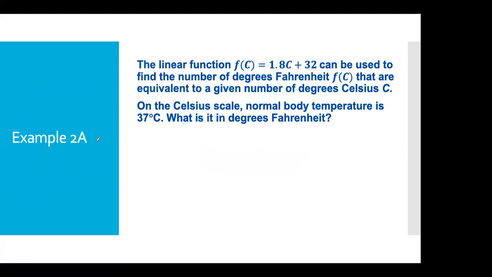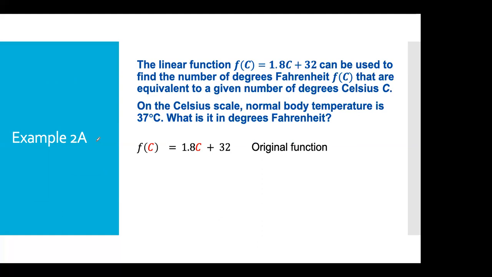All right, so for our next example, we have the linear function f of c equals 1.8c plus 32. It can be used to find the number of degrees Fahrenheit f of c that are equivalent to the given number of degrees Celsius c. On the Celsius scale, normal body temperature is 37 degrees Celsius. What is it in Fahrenheit?